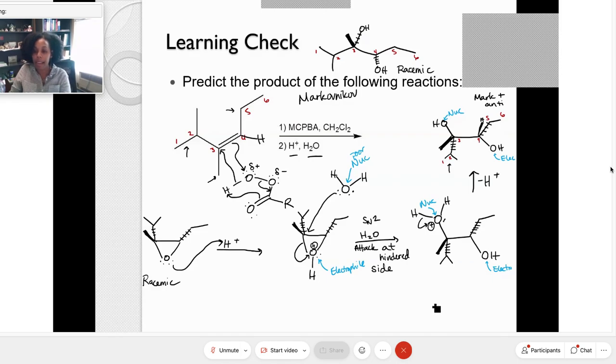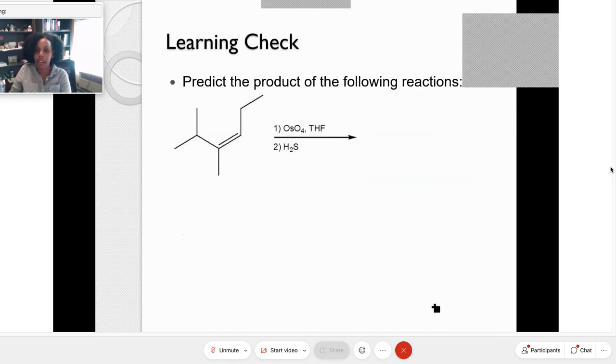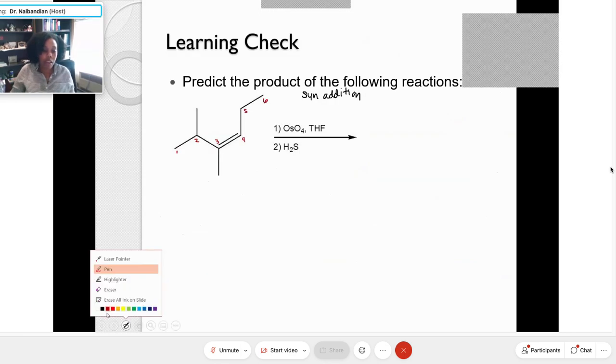So MCPBA is anti-addition. But now we have osmium tetroxide. We already talked about osmium tetroxide, right? We said this is a syn addition. We talked about that at the very beginning. And so let's number these carbons again, same exact starting material, and let's draw the mechanism.